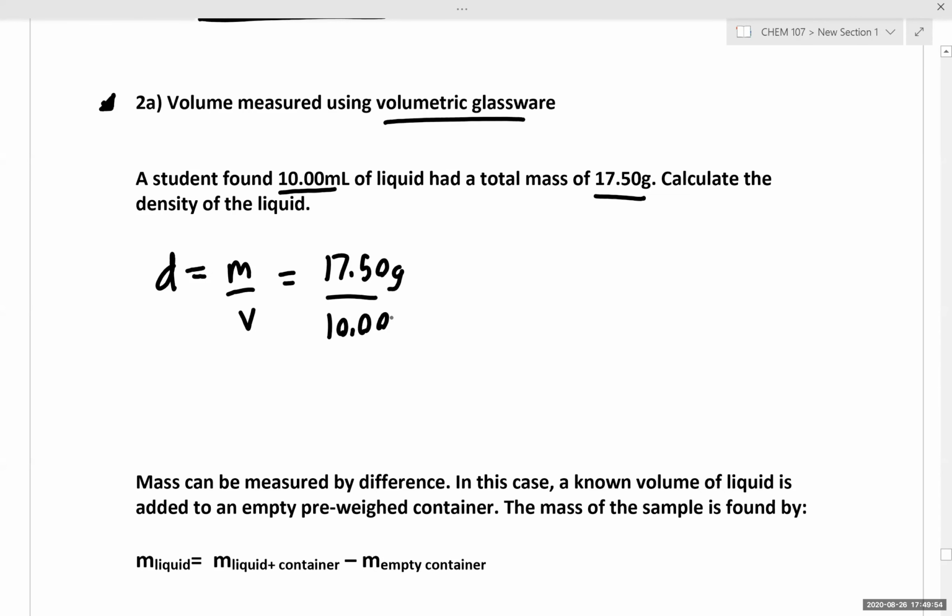Are other students experiencing a similar issue? No, I can see. Okay, you may want to try reloading the Zoom call.